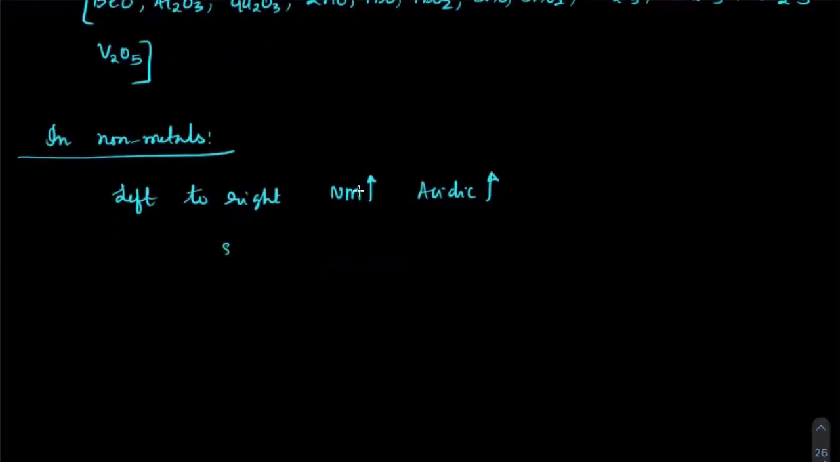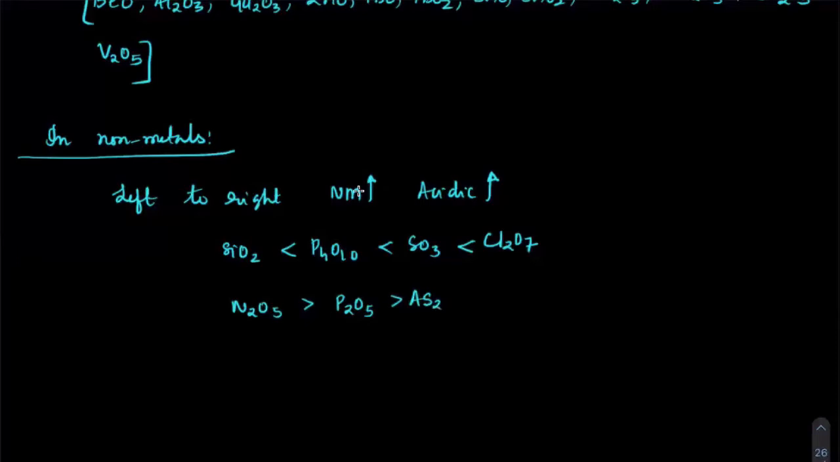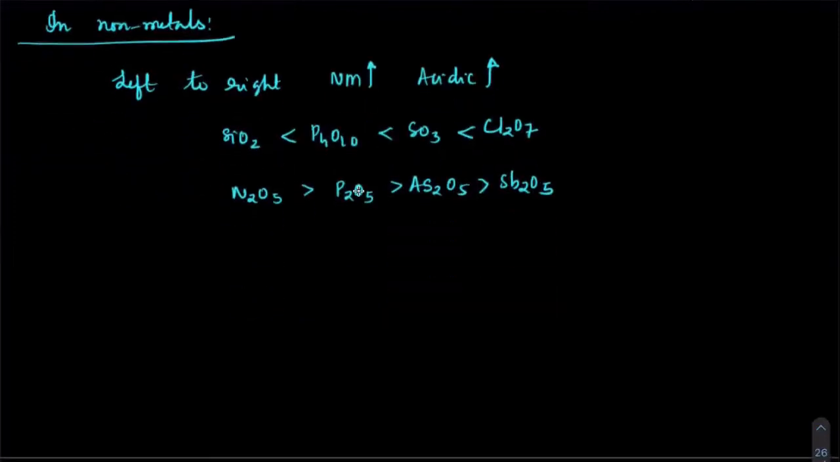Correct. Which means SiO2, P4O10, SO3, and Cl2O7. If we check, Cl2O7 is a very highly acidic oxide. Same way, N2O5. Down the group, non-metallic character is decreasing. So As2O5, Sb2O5. This is how it happens.